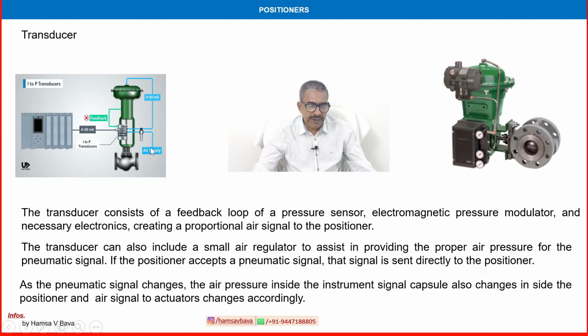This is the I2P transmitter, the transducer. This one takes 4 to 20 milliamps. It is coming from the controller, and it provides the output, with the air supply also there. It gives the supply either directly to the actuator, which is very rare, or to the positioner, which then gives to this one, and the air supply is here.